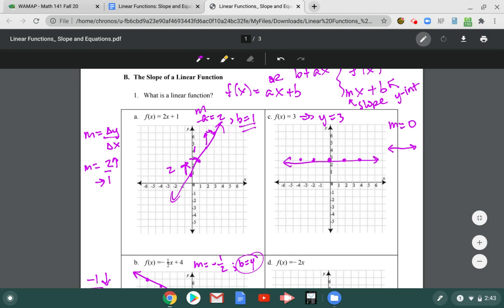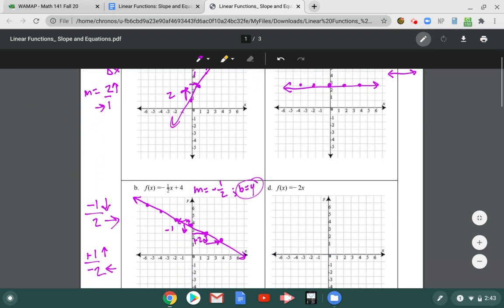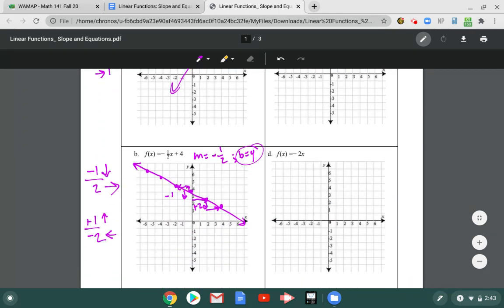I can also think of this as cutting through the y-axis at 3. That's my horizontal line. Finally, part D, I have an m but no b. So in this case, m is equal to negative 2. I'm going to think of that as a fraction. B, since it's not there, must be equal to 0. So that means that I'm crossing the y-axis there at 0.